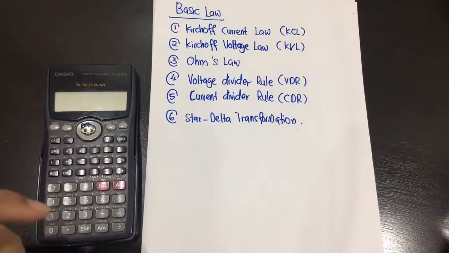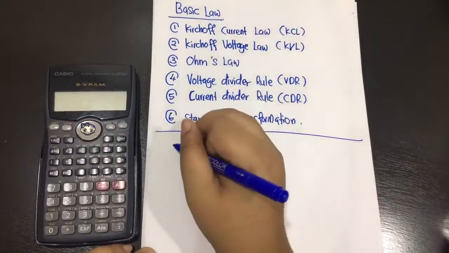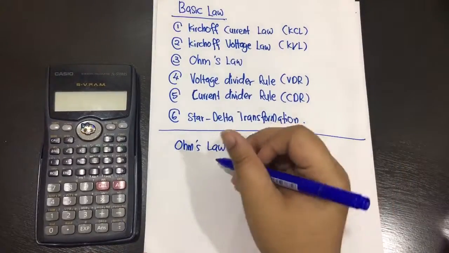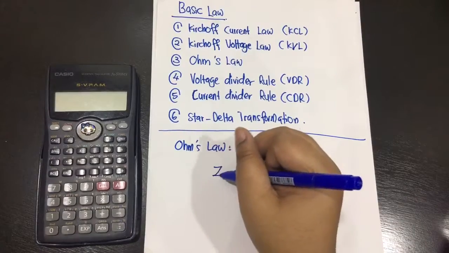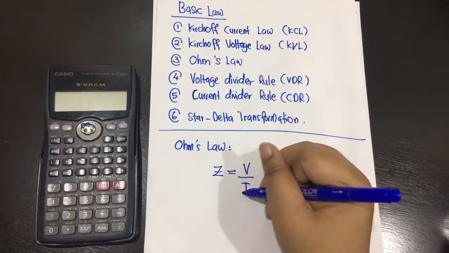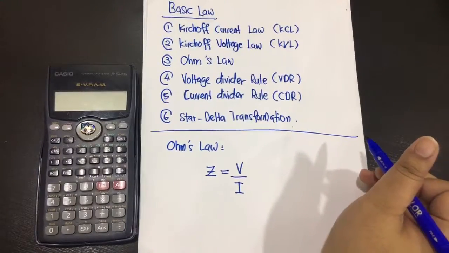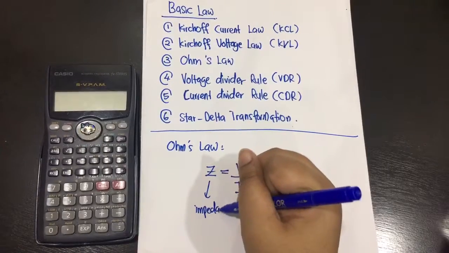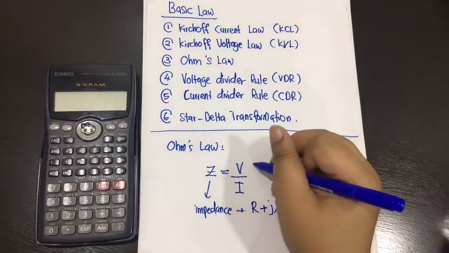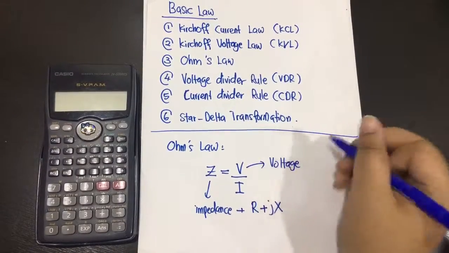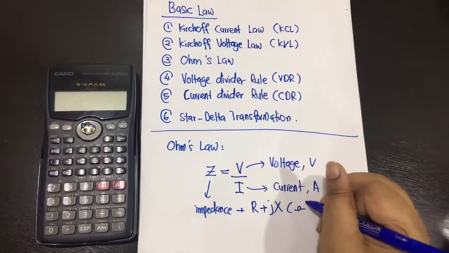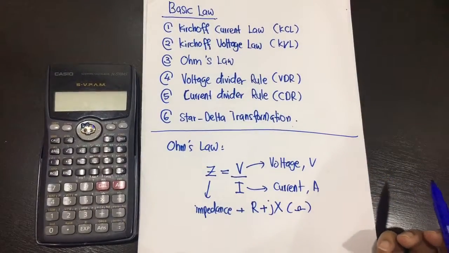So we're going to start with Ohm's law. Ohm's law is defined as impedance Z equal to voltage divided by current. Z is known as impedance, which consists of resistor and reactance. V is voltage, current is in ampere, and impedance is in ohm.